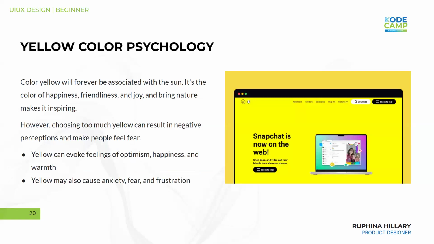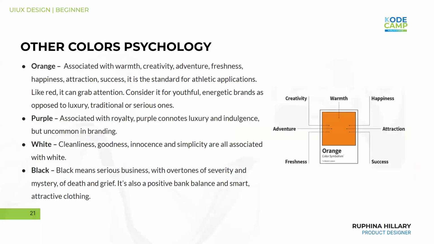So we also have yellow psychology. Simply, yellow is the color of happiness. We all know that it's friendly, it evokes joy, it brings nature and makes it inspiring. However, choosing too much yellow can result in negative perception and make people feel fear. Right? So yellow can evoke feelings of optimism, happiness, and warmth. Yellow can also cause anxiety, fear, and so we just have to know the balance between them. There are lots of other colors and a lot of other meanings that we can attach to these colors.